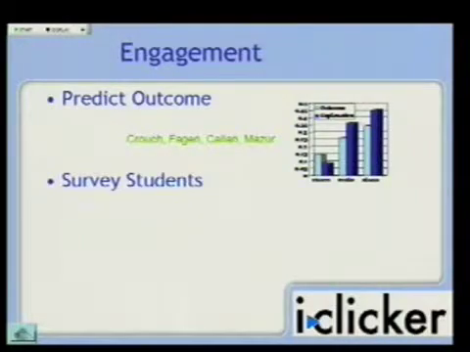Another fun thing you can do is you can survey students, and this is a technique I haven't used. I only used it actually once in my physics course, and it was for a presidential election.